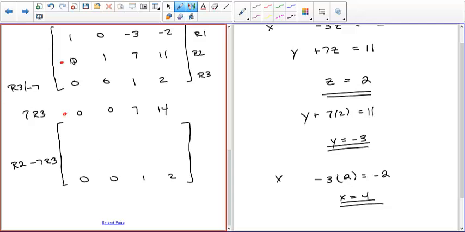0 minus 0 is 0. 1 minus 0 is 1. 7 minus 7 is 0. 11 minus 14 is negative 3. And then the first row stays the same.